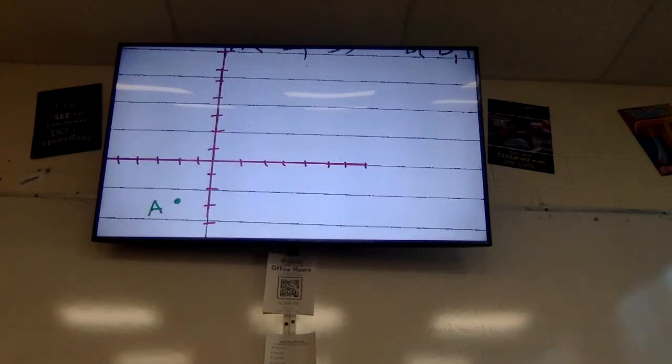As you draw your picture, you're labeling your points. Now we're all just sketching, so if your picture doesn't look super great, that's okay. We're just trying our best.